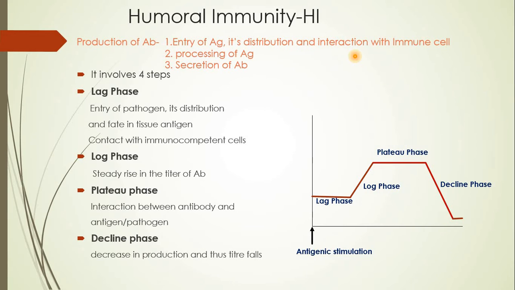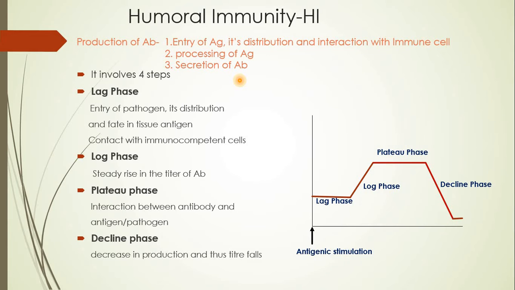Now this interaction leads to processing of antigen, and this processed antigen further helps in stimulating the activated immunocompetent cells to secrete the antibody. This is in general the short sequence of events which are observed in development of antibodies.